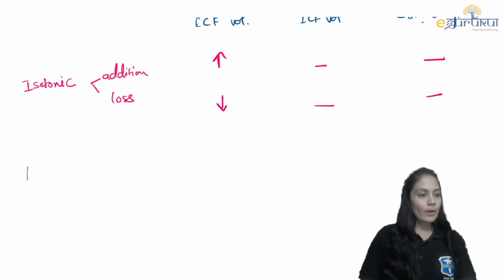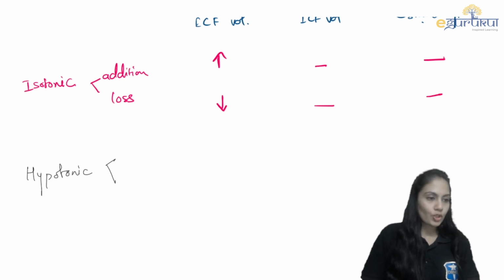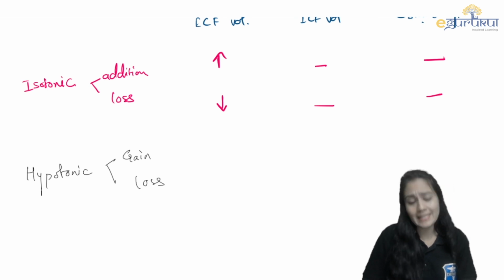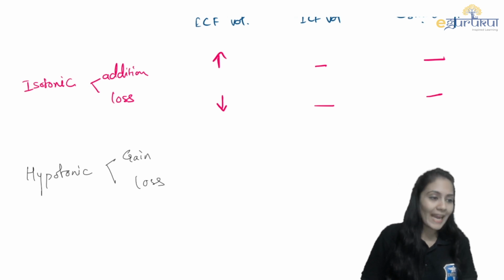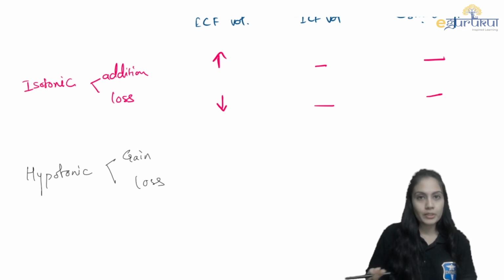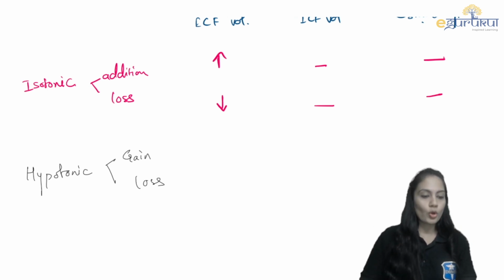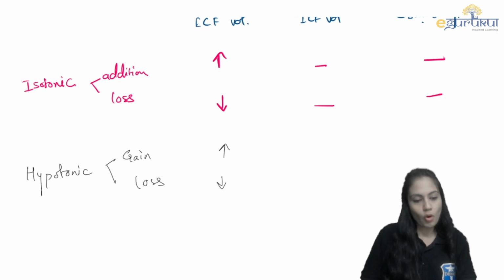The next thing we are going to talk about is hypotonic addition or loss. Hypotonic gain or loss, addition or loss, one and the same thing. Now what is going to happen to the ECF volume? Remember, if you gain hypotonic fluid, obviously the volume is going to increase because there is no salt in it. So the first effect will be on the volume, that is, volume is going to increase. If loss is there, it is going to decrease, obvious thing.